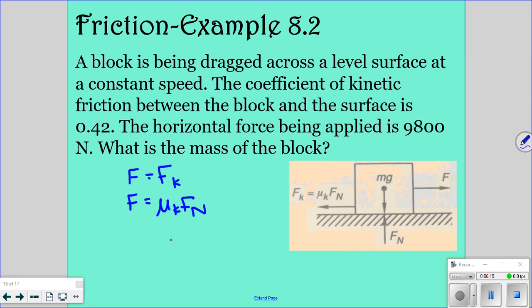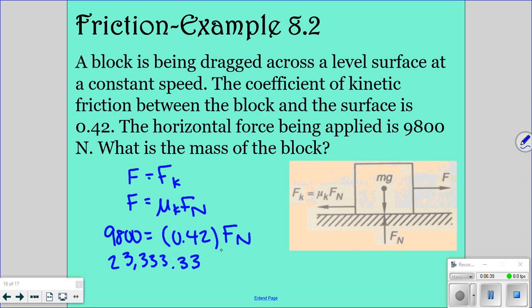So they tell us the coefficient of kinetic friction is 0.42, and the force that is being applied is 9,800. So that is our F. And we need to figure out our F sub n. So you're just going to do 9,800 divided by 0.42, and you get 23,333.3 repeating. So that's your F sub n.